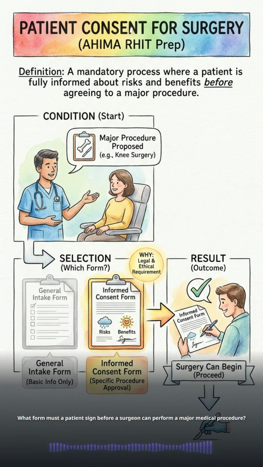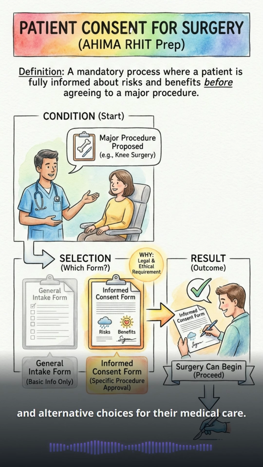9. What form must a patient sign before a surgeon can perform a major medical procedure? An informed consent form must be signed by the patient before any major surgery can begin. This document proves the patient understands the risks, benefits, and alternative choices for their medical care.